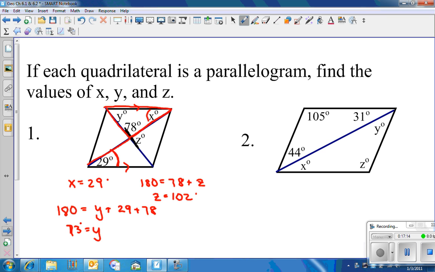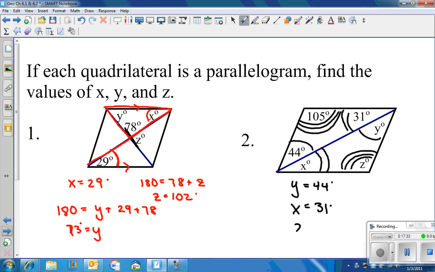On number 2, again, remember, alternate interior angles, they're going to be the same. So y equals 44 degrees. X is going to be the same as 31. So x equals 31 degrees. And z is going to be the same as the one over here. So z equals 105 degrees.